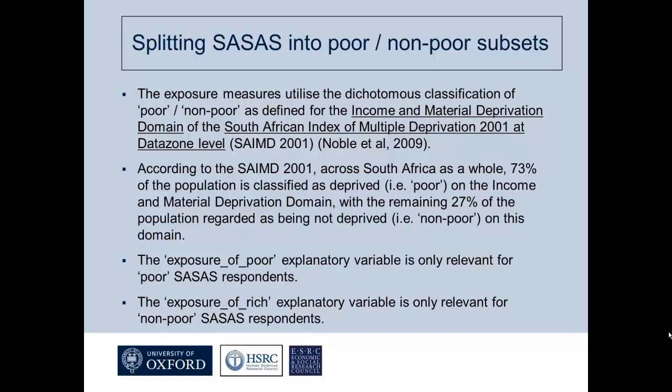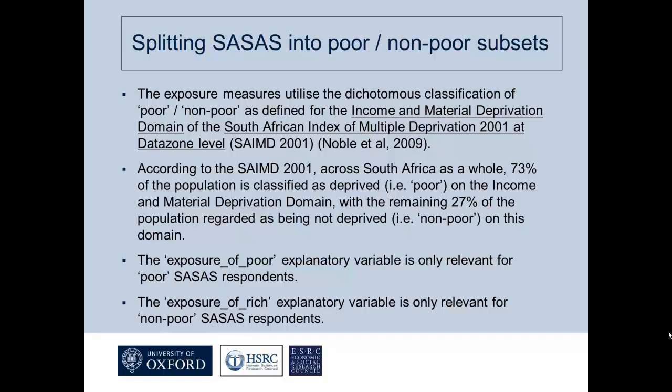And similarly, the exposure of rich explanatory variable is only relevant for the SASAS respondents who would be regarded and classified as being non-poor. So, if we have a SASAS respondent who is very clearly affluent, then it's not appropriate to include the exposure of poor explanatory variable in explaining the affluent person's responses to dependent variables. And equally, if we have a very poor individual, SASAS respondent, it would not be appropriate to include the exposure of rich explanatory variable in the model trying to explain the very poor person's responses to the dependent variable.